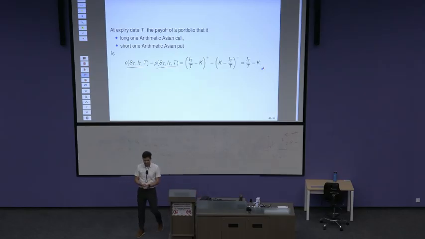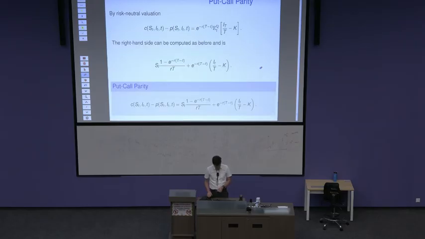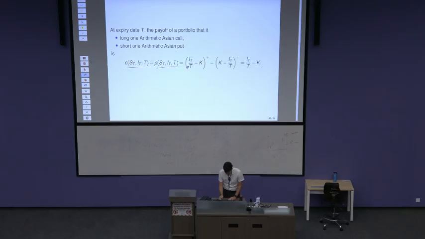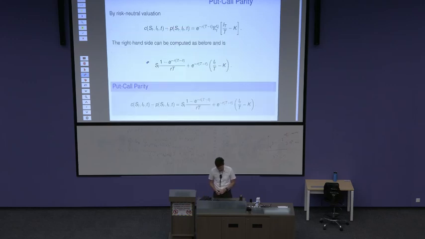It's always the same kind of argument. We have seen this in the last lecture, in the lecture on the put-call parity for call options. So we have this relation between put and call options. And now we know that the value of the left-hand side is just the difference of the values of a call and a put option. And in order to determine the value of the right-hand side, we need to apply risk-neutral valuation. So we need to compute the value of this object here.